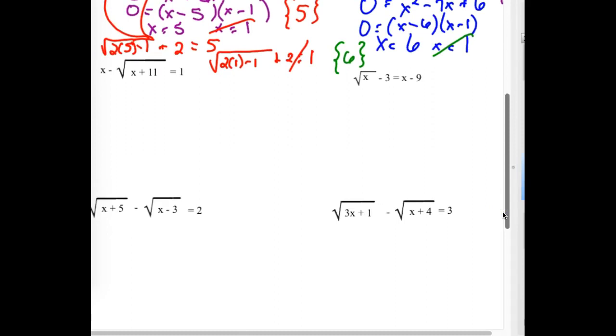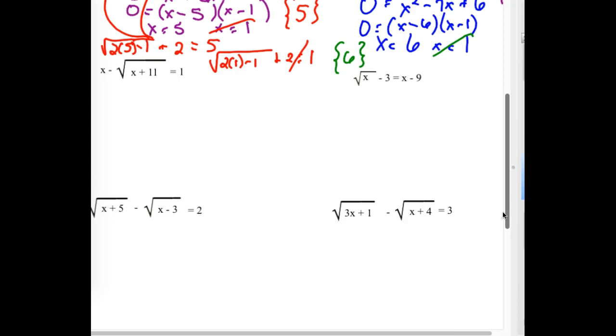For the next one, we have a couple options. I could subtract that single x over to the other side, but that leaves me a negative in front of the square root, and then I would have to divide that negative out. Okay, so it's kind of a two-step process.